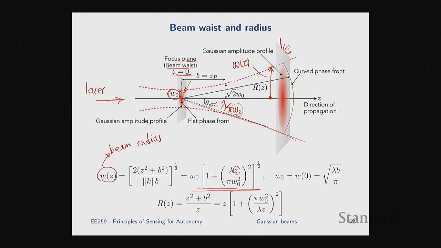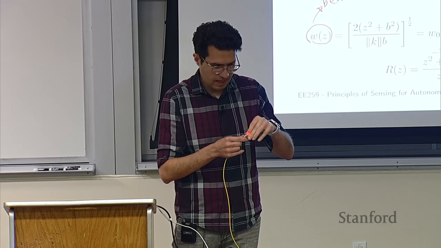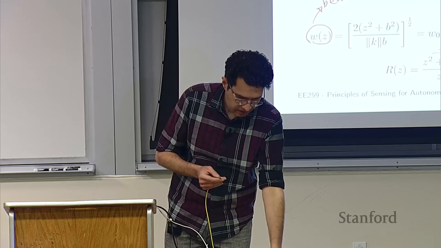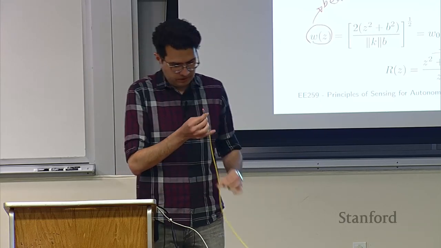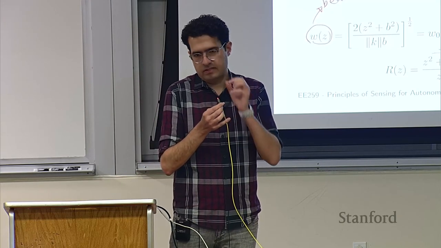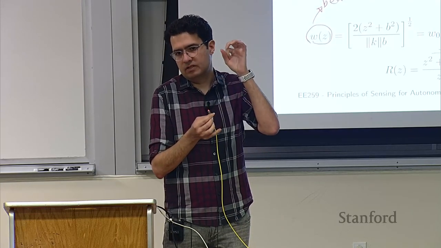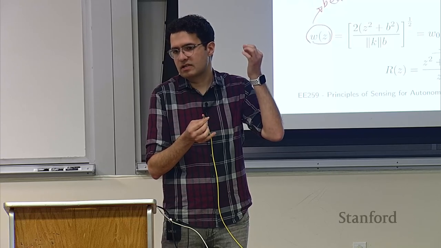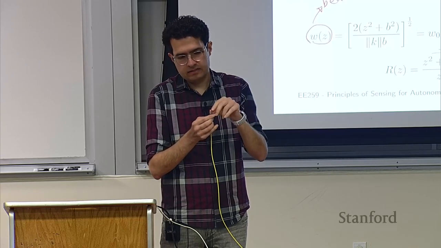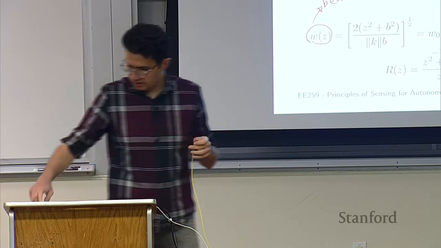So I just want to quickly illustrate this. Here I have a red laser that is coupled to a fiber. If I turn this on, you see it became red. A fiber is just a glass waveguide, and for the entire length of this yellow fiber, the laser is entirely contained in the fiber, so that limits its beam waist to the diameter of the core of the fiber, which is just 10 microns.